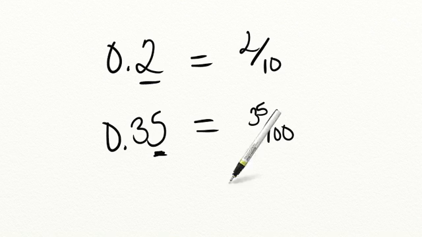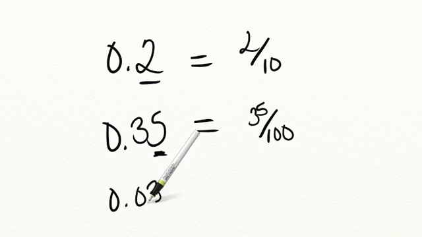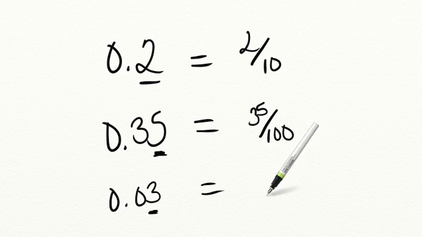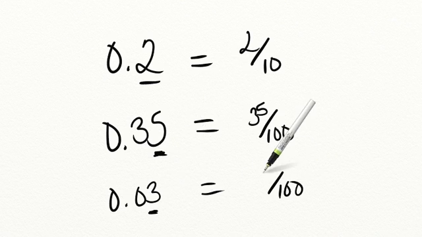Let's try one more. I have 3 hundredths. Well, we finish on the hundredths place, so that means that our denominator is going to be hundredths, and we only have 3 of them, so our numerator is going to be a 3. It's pretty easy to turn a decimal into a fraction as long as you understand place value.